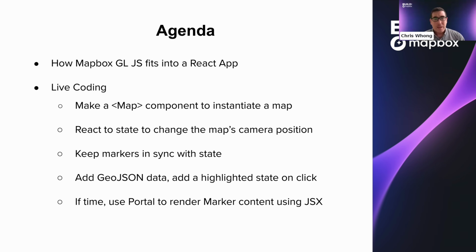So what we're going to cover today, a few slides on how GL JS fits into a React app, and then we'll jump into live coding. So we're going to make a map component to instantiate a map. We're going to use React state to change the map's camera position. We're going to keep markers in sync with state. So we're going to use markers, so you can kind of see how markers and GeoJSON work. And then we'll add GeoJSON data to add a source and layer, and we'll have some interactions on that layer. And if time, we'll use a portal to actually make the marker content a little bit nicer using JSX, so we don't have to manually populate the DOM with things for the markers.